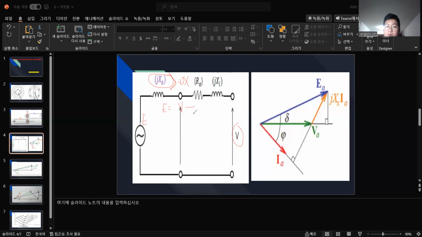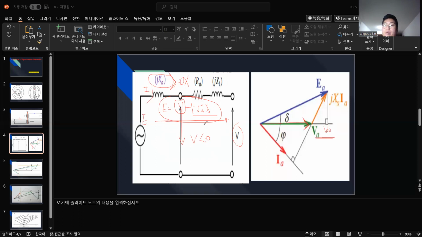V equals I, because the current is in series, right? Current I JX. This is how we make the equation. So this V is our reference point. So V is 0 here. Look at that. So here, if I draw it, V is 0 here, right?